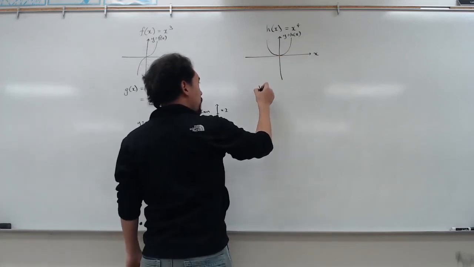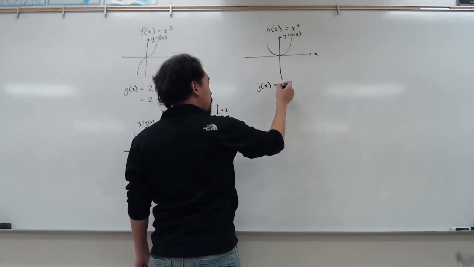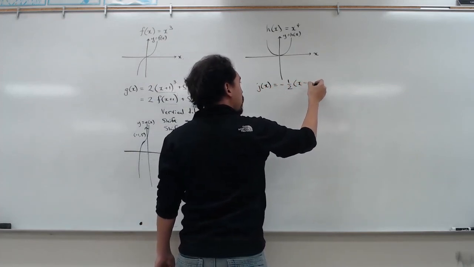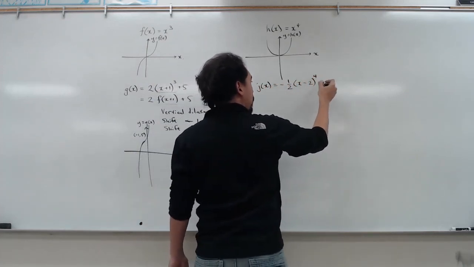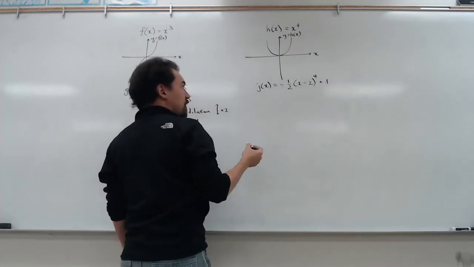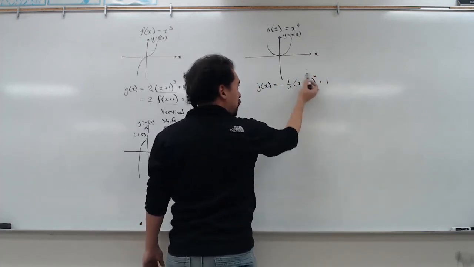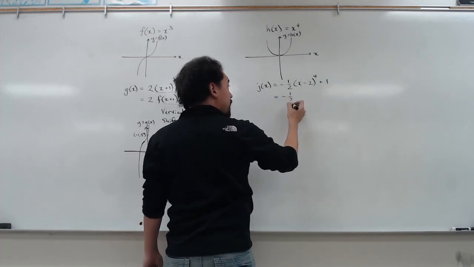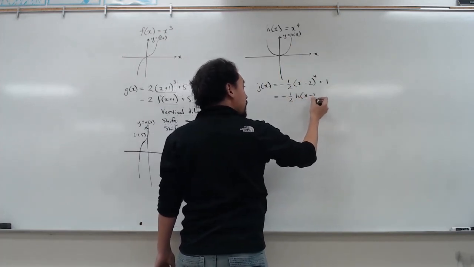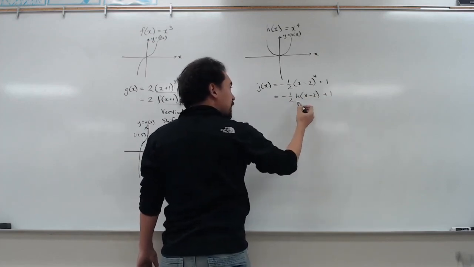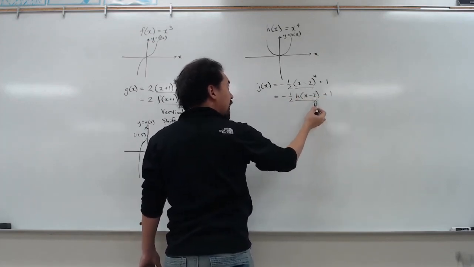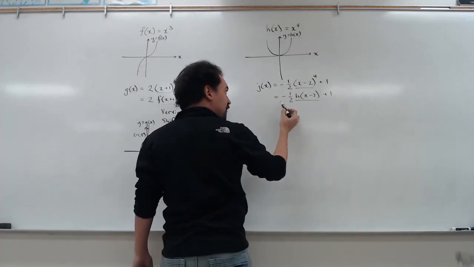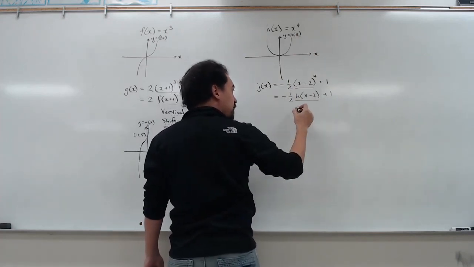Now, I would like to graph j of x equals negative 1/2 times x minus 2, to the 4th power, plus 1. So I recognize that 4th power structure is a transformation of h of x. I can understand this as h of x minus 2, plus 1. This is the same as that, because if I take x minus 2 and plug it in here, I get exactly that. So I should recognize there's a vertical dilation factor of negative 1/2.